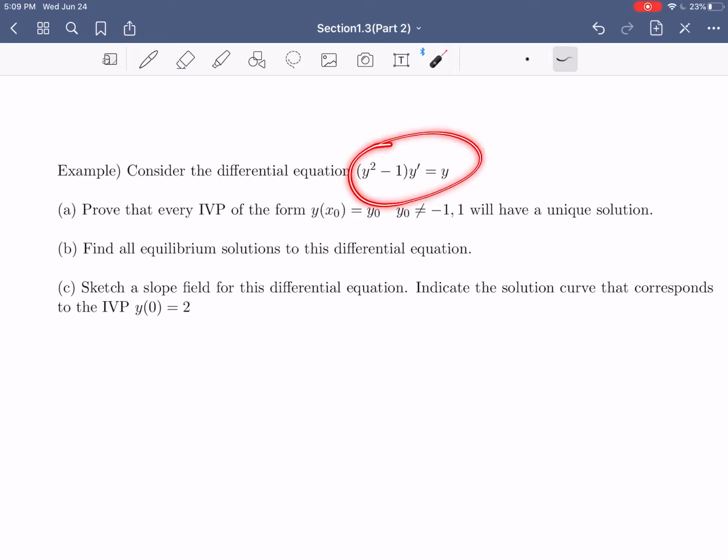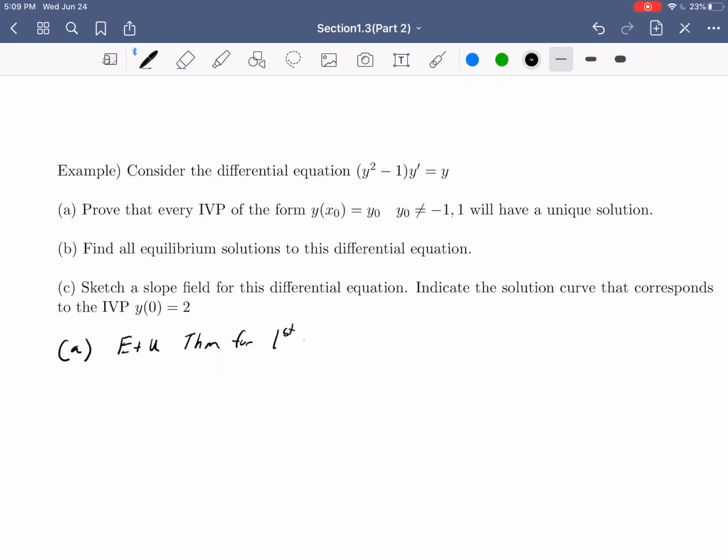This one should be a little bit easier, though, because notice there aren't any x's in this expression, so we can avoid all that isocline stuff. We should be able to generate a lot of the slopes very quickly. All right, so let's start with A. We're going to use the existence and uniqueness theorem for first order differential equations again. However, notice that this initially is not in the format of y prime equals f of x, y. We're going to need to divide this over first. So we're going to need to consider this as y prime equals y over y squared minus 1.